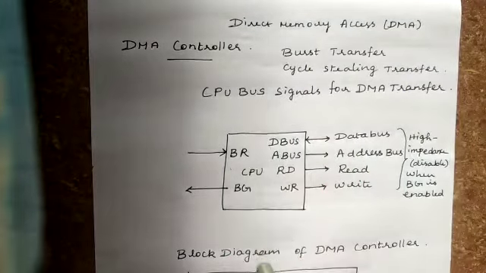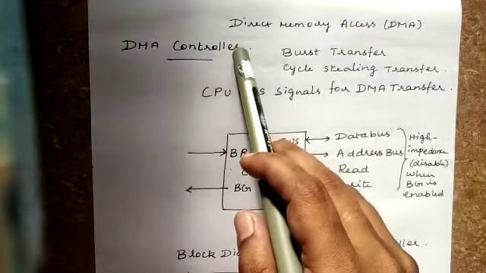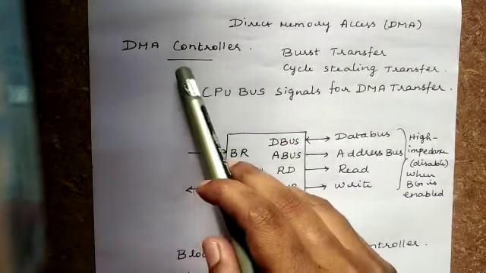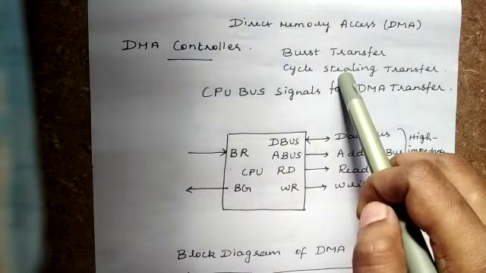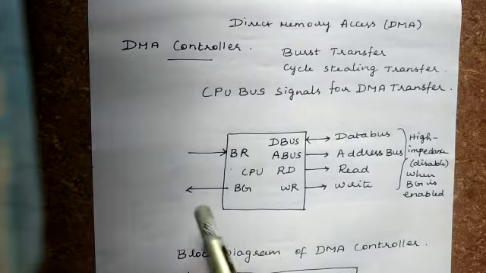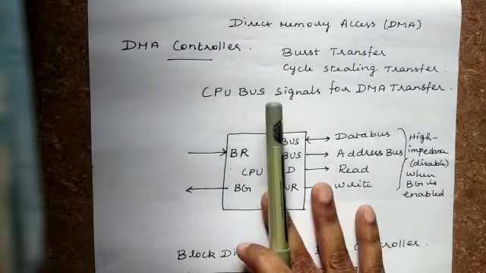In this topic we are going to discuss the DMA controller, what block diagram is required for the DMA controller in order to perform this kind of operation, and how the DMA transfer takes place without the help of the CPU. That is what we are going to discuss.